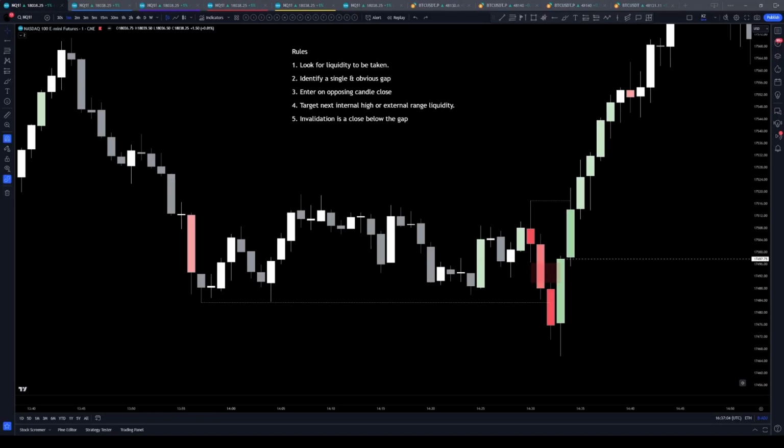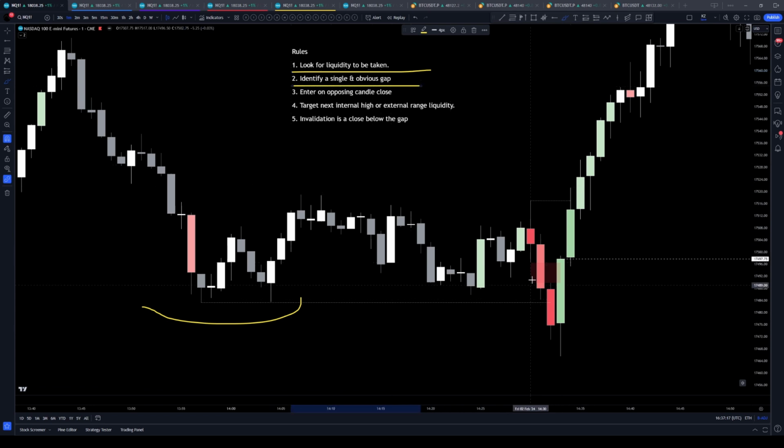So what are the rules? Well, first of all, we're going to look for liquidity to be swept or taken. That's rule one, okay? It's very, very important. Step two, we identify a single and obvious gap. This is our gap right here. Step three, we enter on an opposing candle close. So you can see here is our candle close. It closes above the bearish gap.